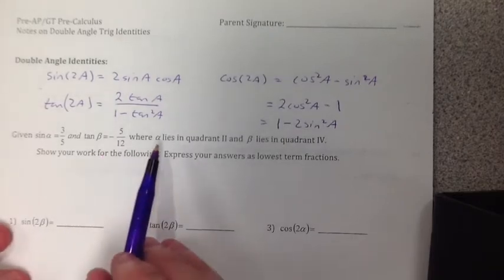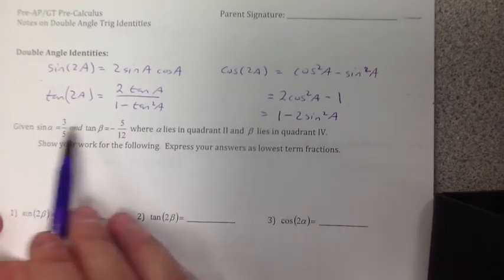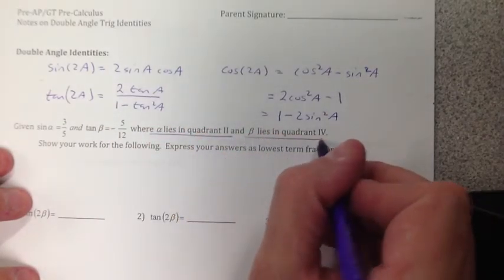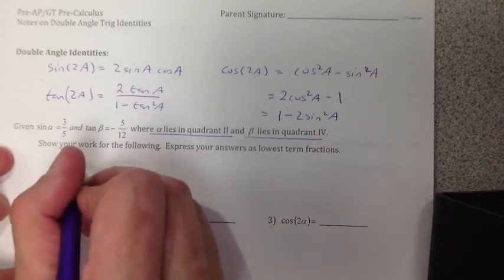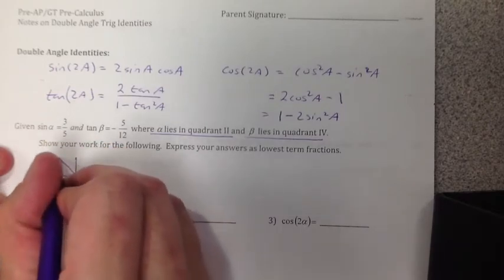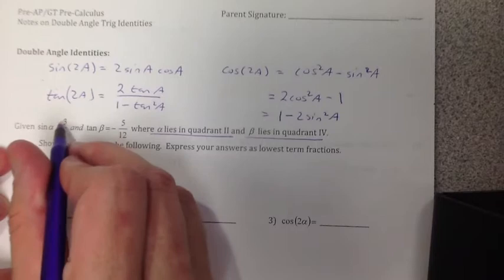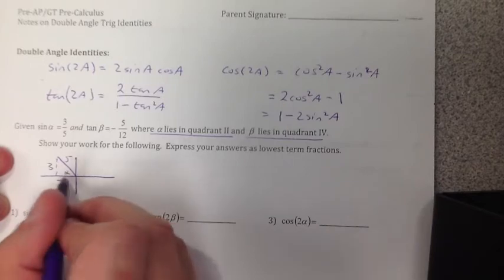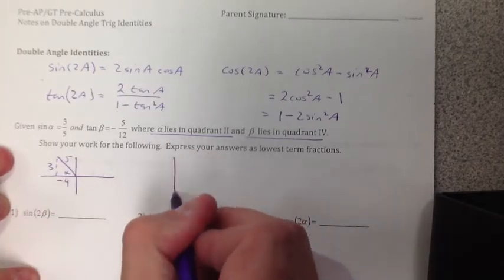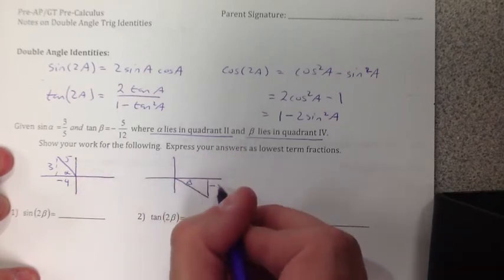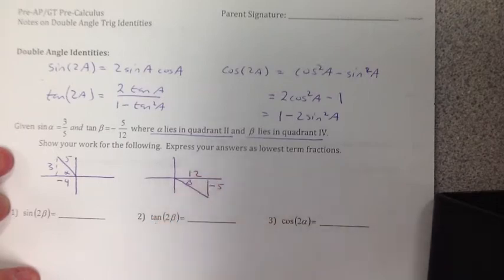Now for the next few problems, we're going to take a look at this little step right here. They give me alpha and they give me beta. They tell me alpha lies in quadrant 2 and beta lies in quadrant 4. So before I answer these questions, the first thing I'm going to do is draw our triangles. For alpha, we know it's in quadrant 2, so I draw it in quadrant 2. It's opposite over the hypotenuse, which makes this side right here negative 4, because my x value is negative in the second quadrant. For beta, it's in quadrant 4. It's the opposite, negative 5, over the adjacent, which is 12, which makes our hypotenuse 13.